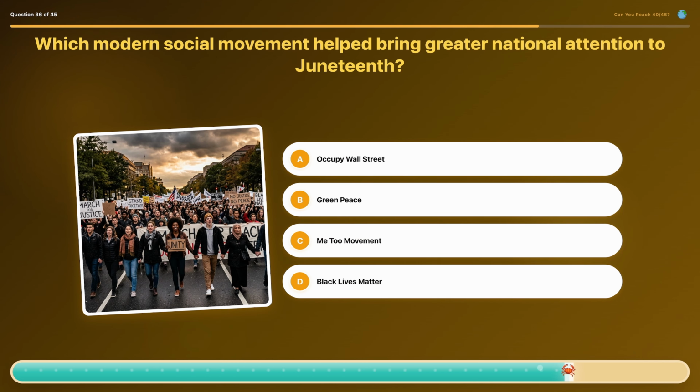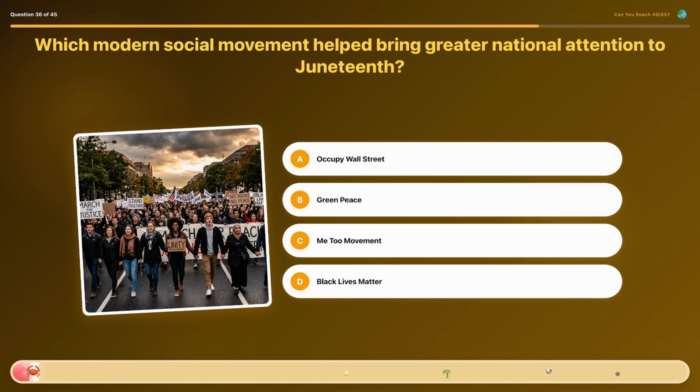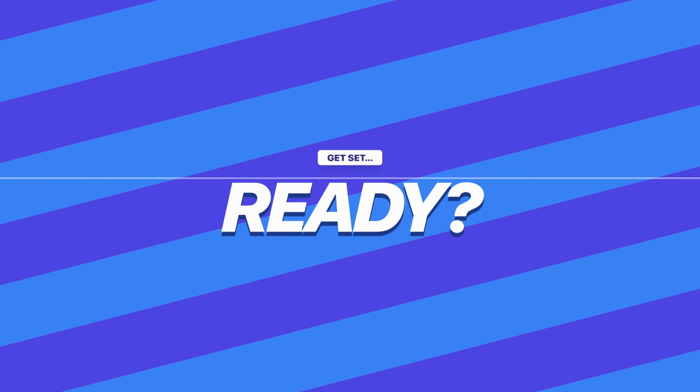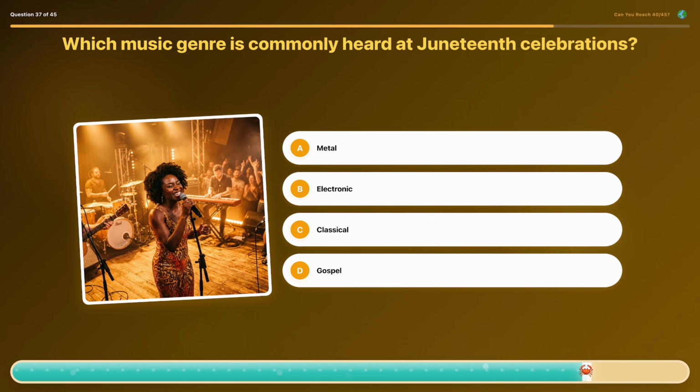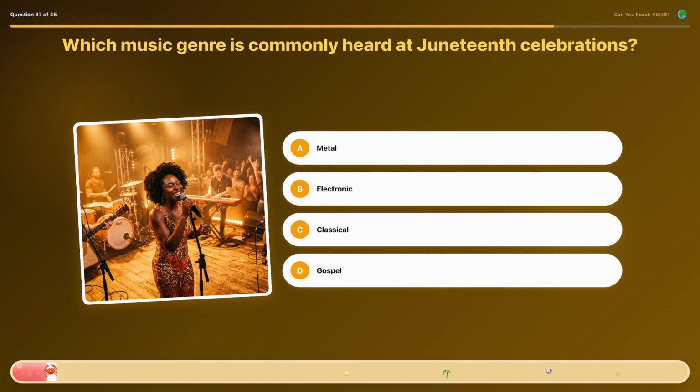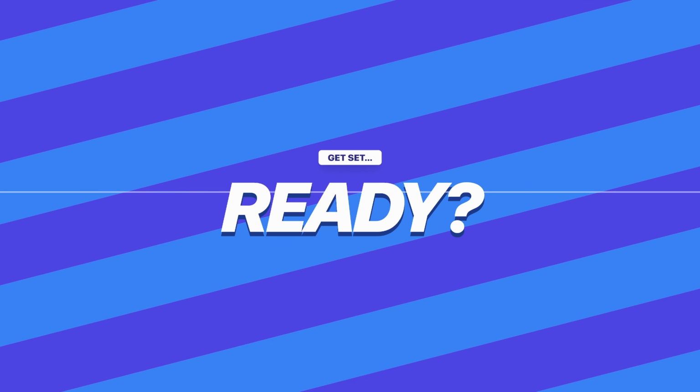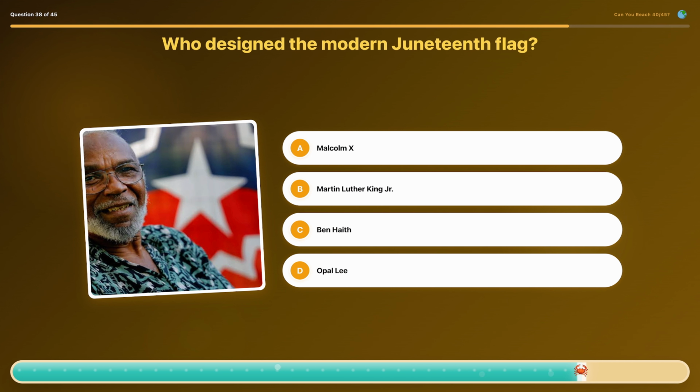Which modern social movement helped bring greater national attention to Juneteenth? Black Lives Matter. Which music genre is commonly heard at Juneteenth celebrations? Gospel. Who designed the modern Juneteenth flag? Ben Haith.